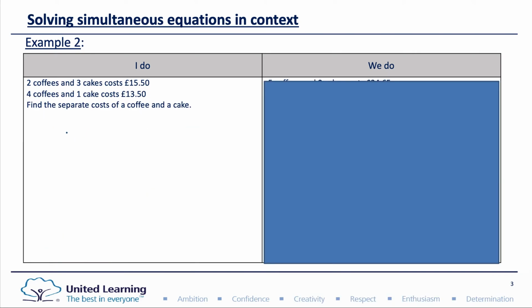Okay, here's the last one we're going to do together. So if I have 2 coffees and 3 cakes that cost £15.50, and I have 4 coffees and 1 cake that costs £13.50, find the separate cost of a coffee and a cake.